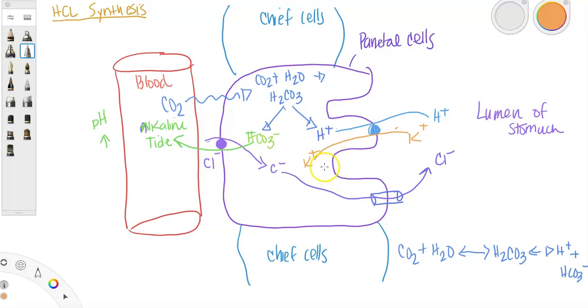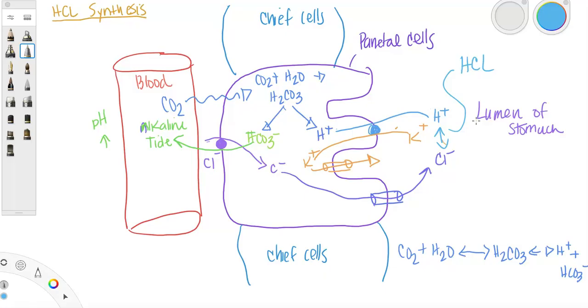But we know that potassium, because there's lots of leaky channels for potassium, is really going to go right back out into the lumen of the stomach again, just by virtue of that. That's what potassium does. So once we have the hydrogen in the lumen and the chloride in the lumen, what happens? Well, they come together and form hydrochloric acid in the stomach.